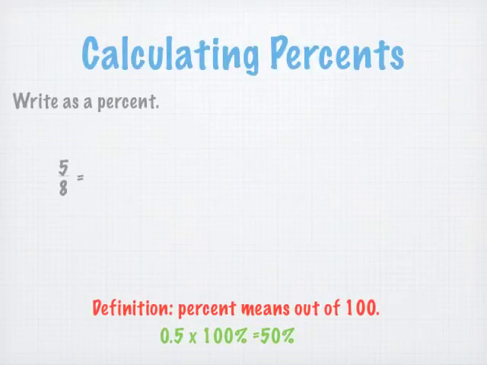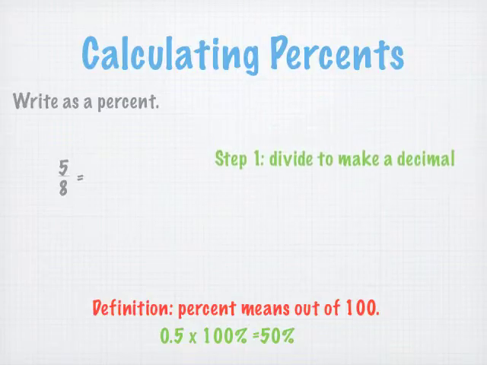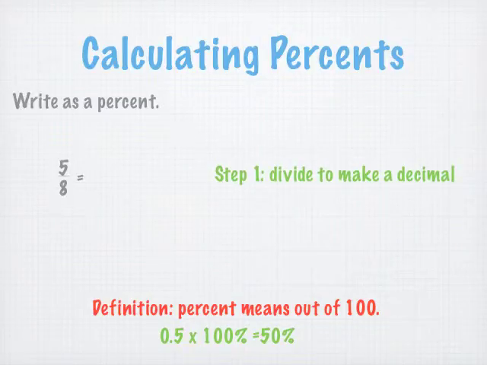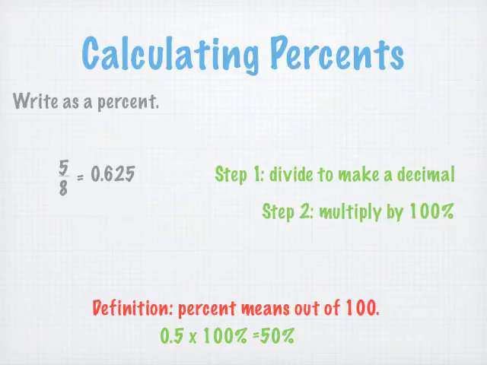So let's see if we can do this one. 5/8. I can't turn that into a percent by multiplying 8 to get to 100, but I can divide 5 divided by 8. That's what a fraction is. So I'll divide that and get a decimal, and my calculator tells me it's 0.625. The next thing I need to do is multiply it by 100%, and that will give me the percent.